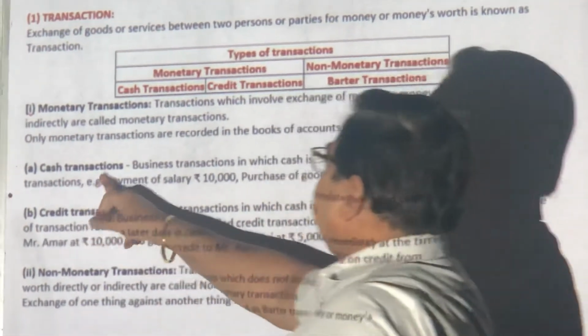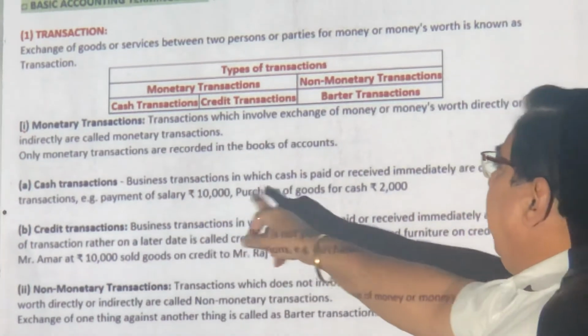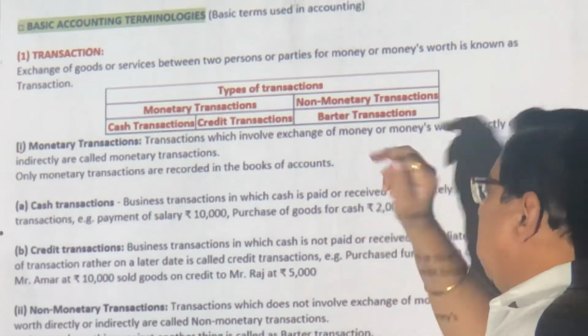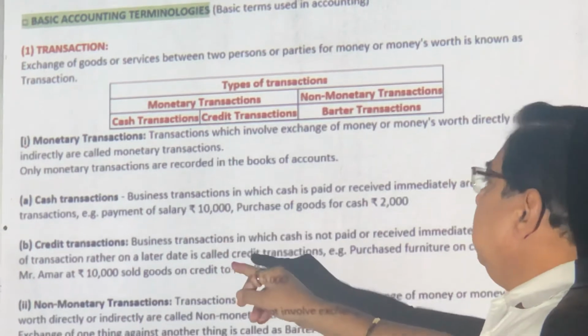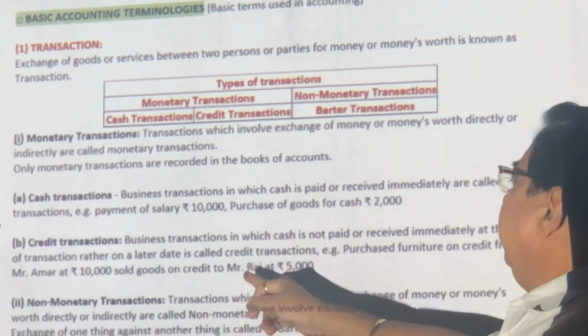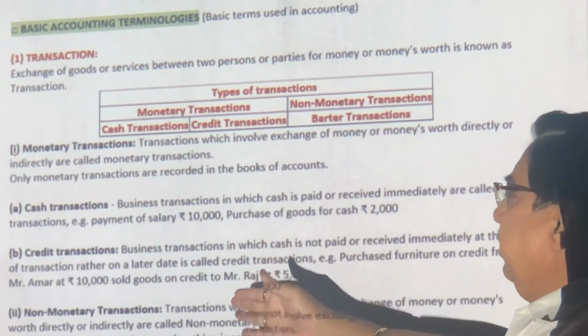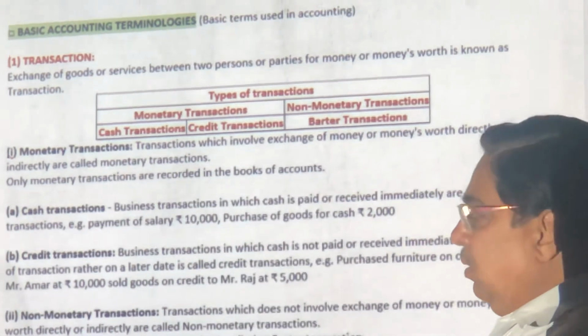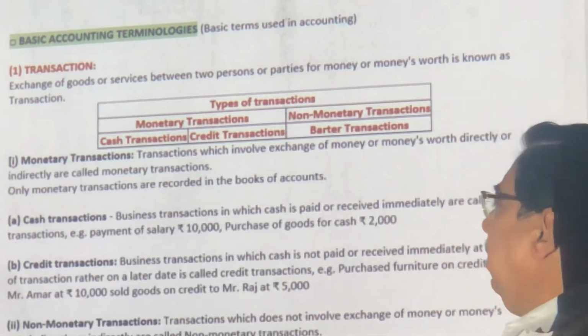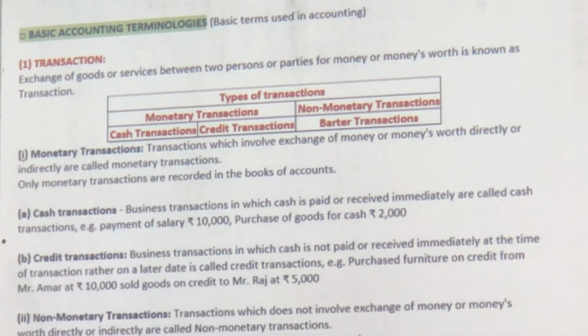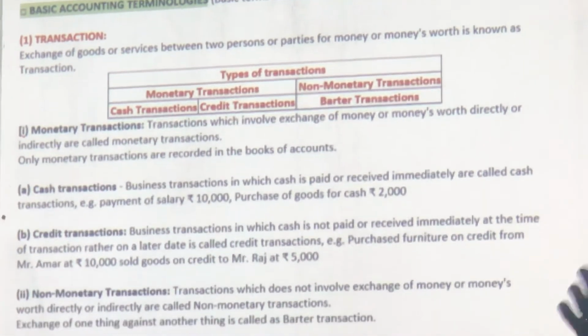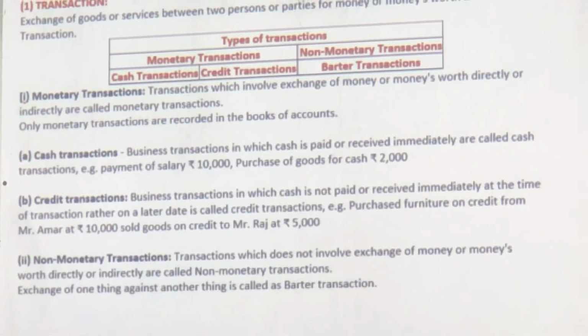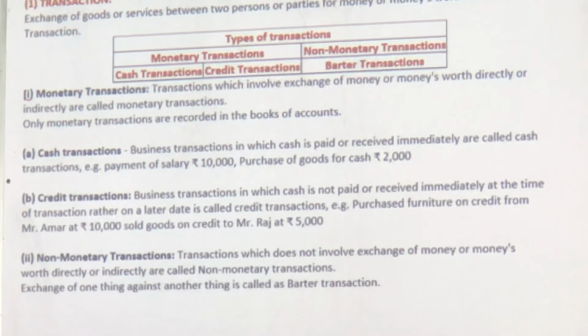So, cash transactions are salary I paid, goods I purchased for rupees 2000. Credit is after 15 days he will pay me this. After 1 month he will pay me this. 3-month credit I am giving. Non-monetary we have to convert to money. Okay, otherwise it is a barter. Barter and swap are not entered in account books unless in terms of money.